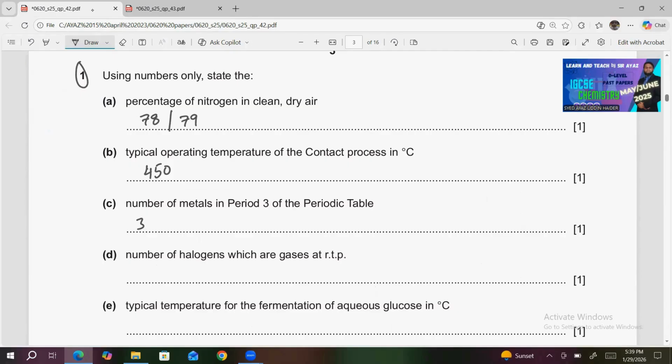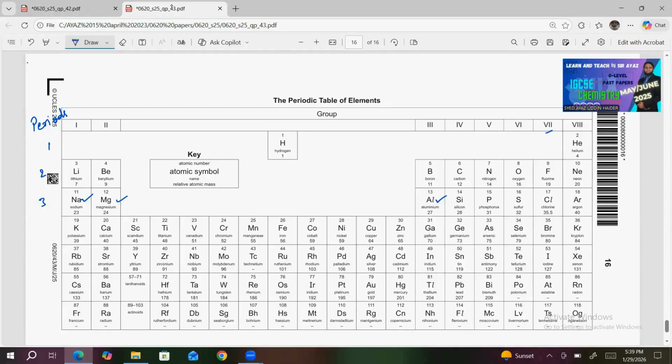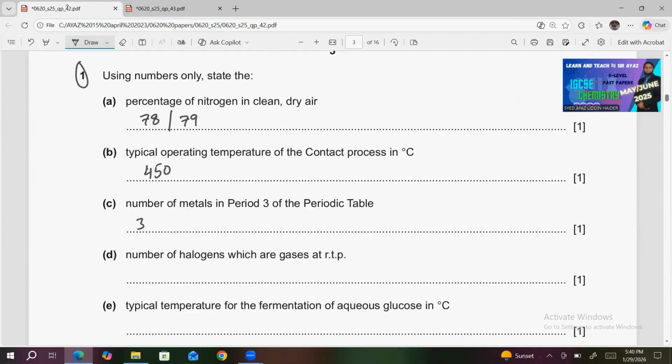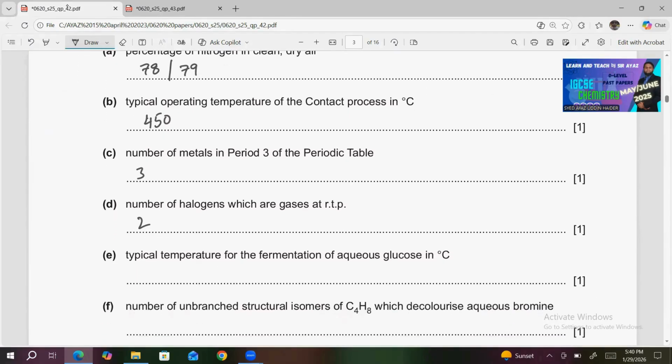D, number of halogens which are gases at RTP. So here's group 7. Group 7 is also known as halogens. We have only 2 gases in halogens, that's fluorine and chlorine. So I will write 2 here. E, typical temperature for the fermentation of aqueous glucose in centigrade. It's between 25 to 35 degrees centigrade. So you write 25 to 35.